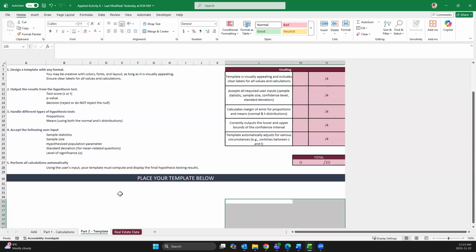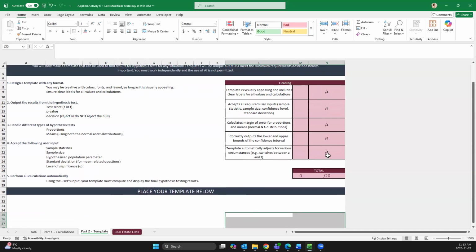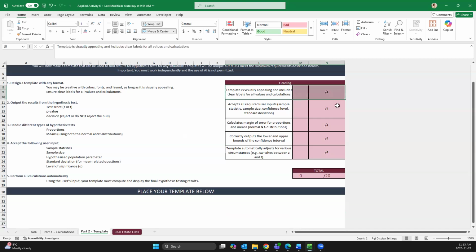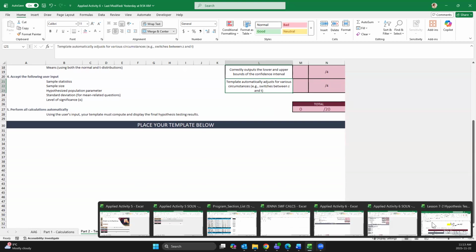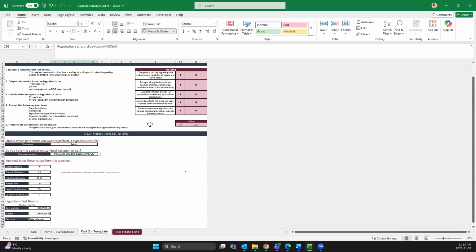Excel formulas for them. It's marked in the same way as for confidence intervals, just that you are given marks for the template, you're given marks for the correct input, you're given marks for the correct output, for the correct calculations, and for various circumstances like switching between the normal and the t-distribution. Again, in this video, I'll show you a quick idea for what yours could look like.